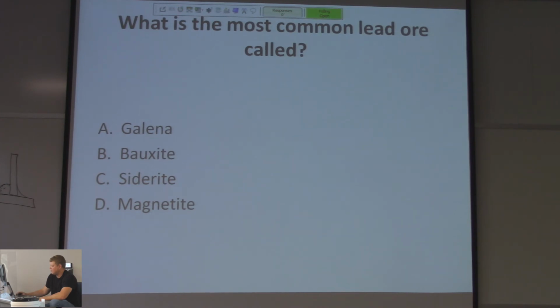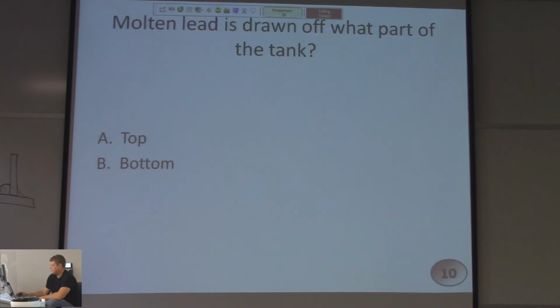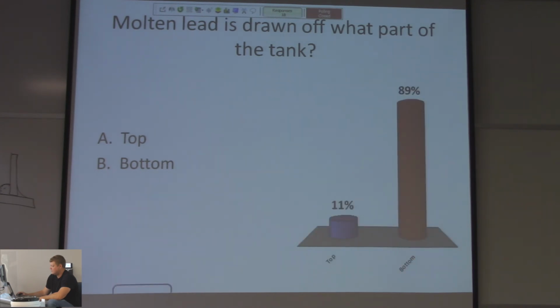What is the most common lead ore called? Galena, bauxite, siderite, magnetite. 68% of you were correct in Galena. Molten lead is drawn off of what part of the tank? The top or the bottom? 89% of you are correct, drawn off the bottom.